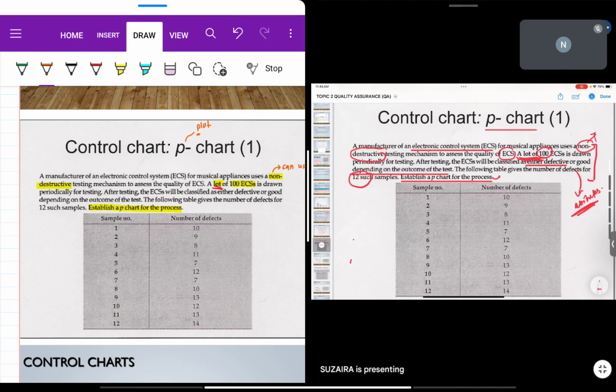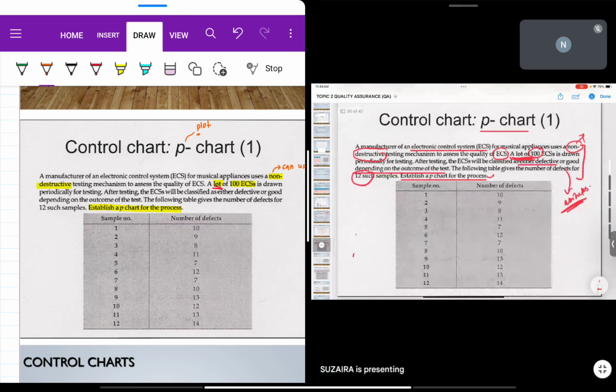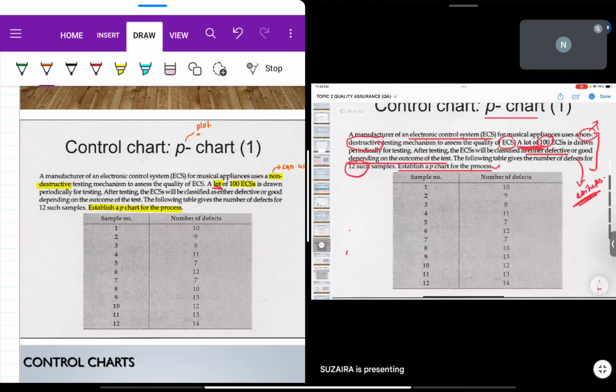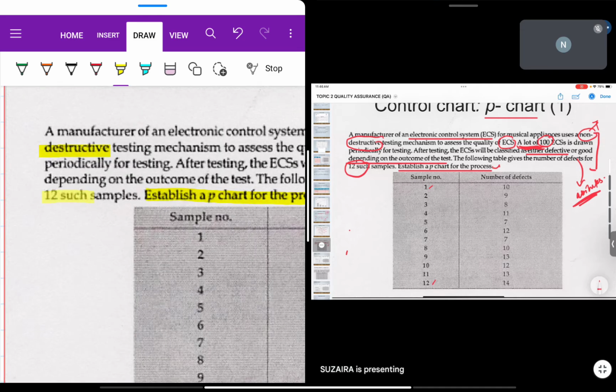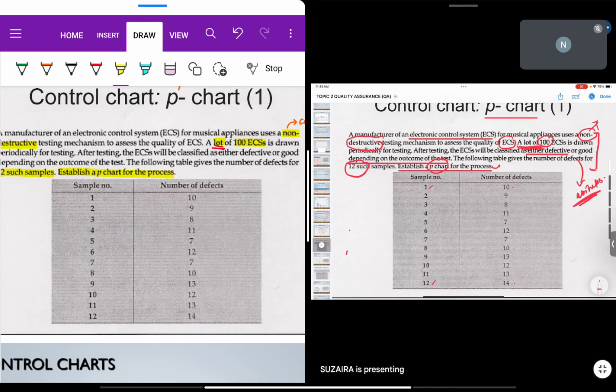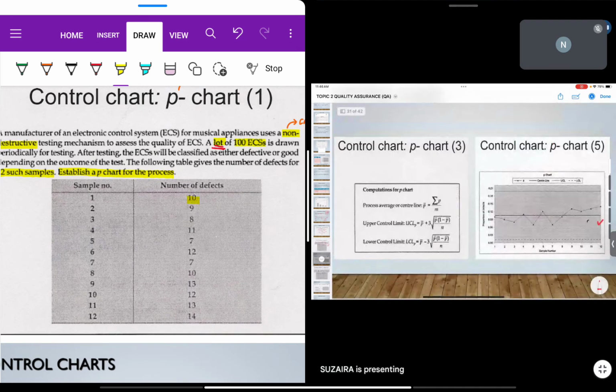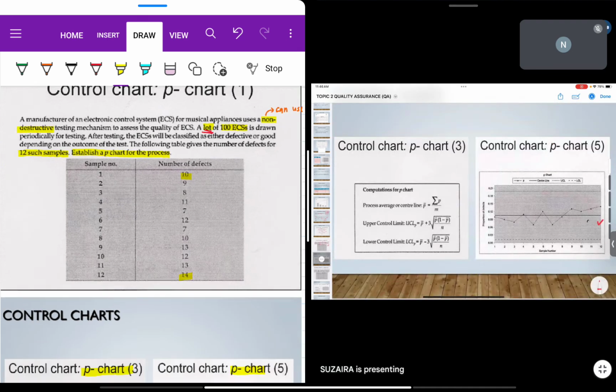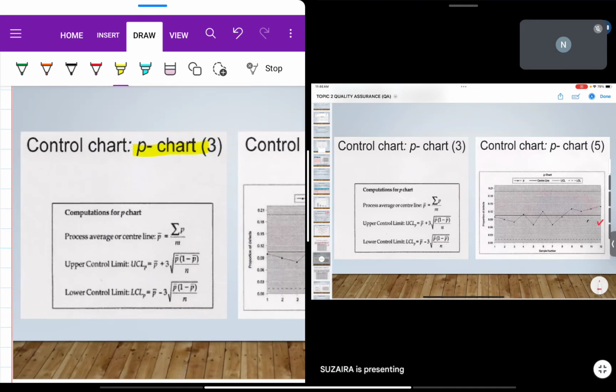So a P chart for the process. Look here. How many samples do we have? 1, 2, up to 12. So we have 12 samples, and the number of defects goes from 10 up until 14. For these kinds of questions, because they ask you to come up with a P chart, whenever you have a P chart you need to remember this equation. So this is the equation for P bar.